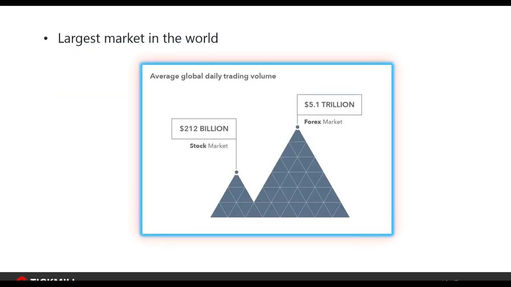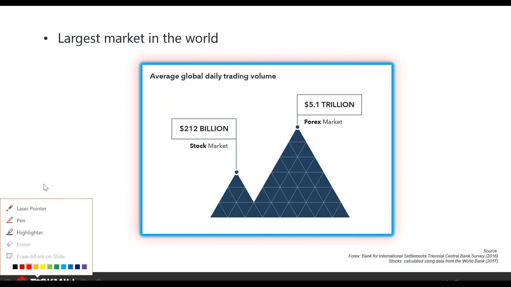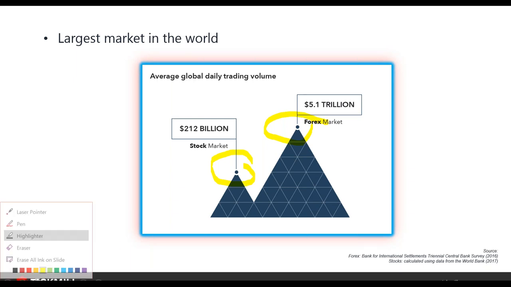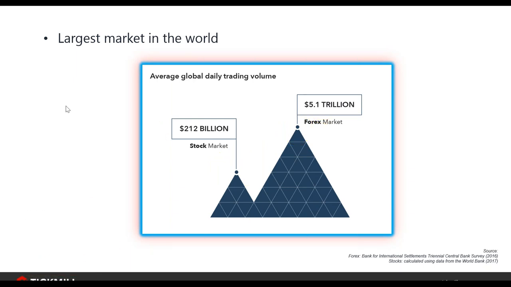So Forex is the largest market in the world. So if we compare it to the stock market, ito po yung kanyang representation. So as you can see here, ito po si stock market. This is 212 billion. Pero si Forex, 5.1 trillion market siya. So ibig sabihin, it's a very huge market and a lot of people are participating in this trading.